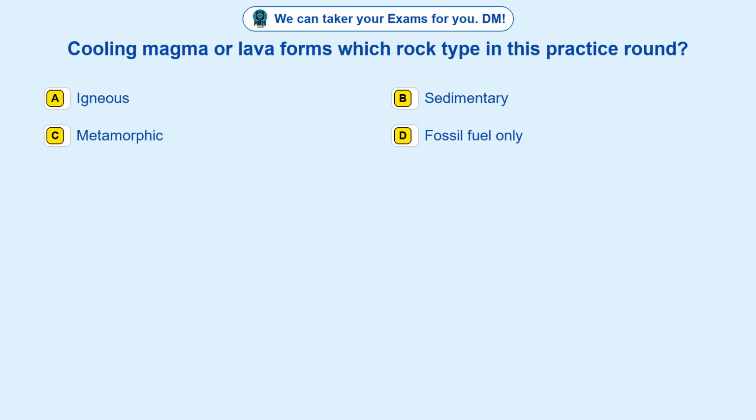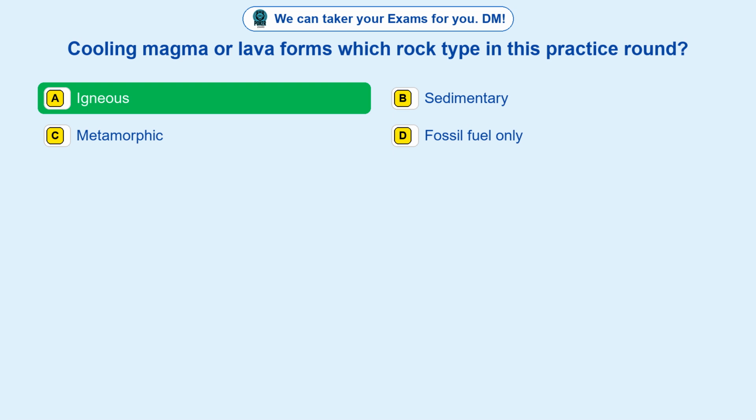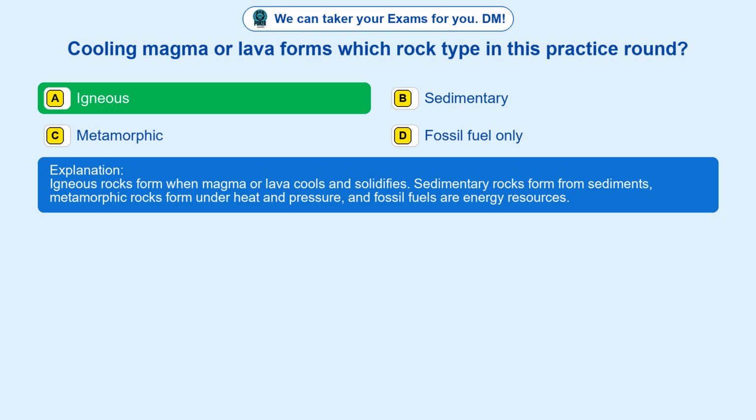Question 84. Cooling magma or lava forms which rock type in this practice round? Option A, igneous. Option B, sedimentary. Option C, metamorphic. Option D, fossil fuel only. The correct answer is option A, igneous. Igneous rocks form when magma or lava cools and solidifies. Sedimentary rocks form from sediments, metamorphic rocks form under heat and pressure, and fossil fuels are energy resources.